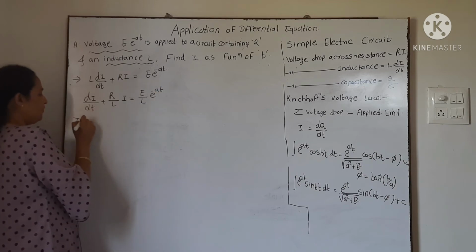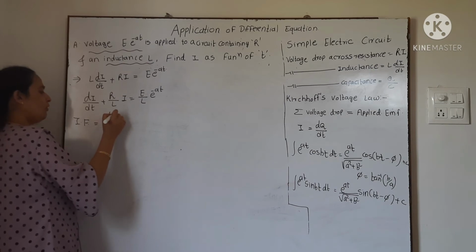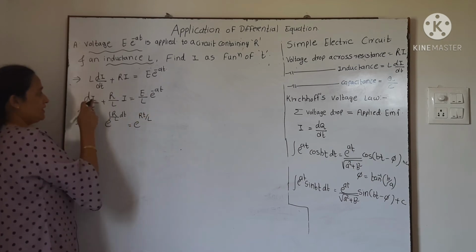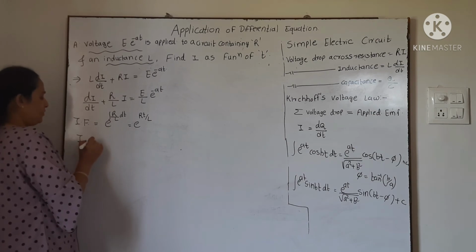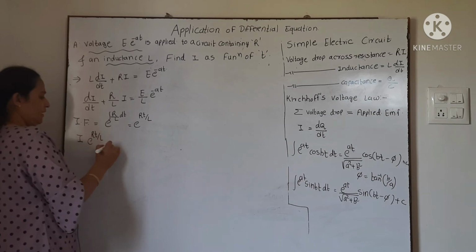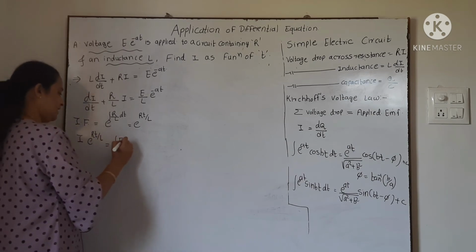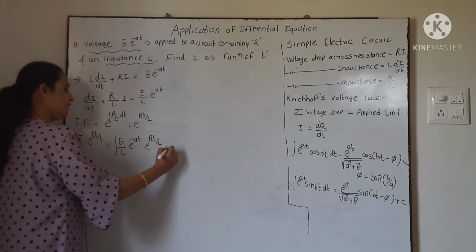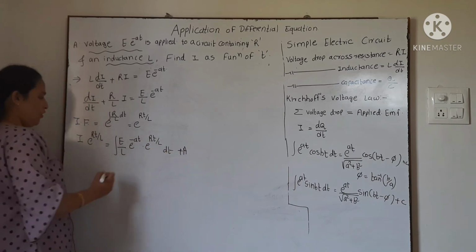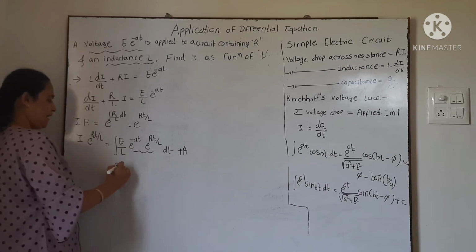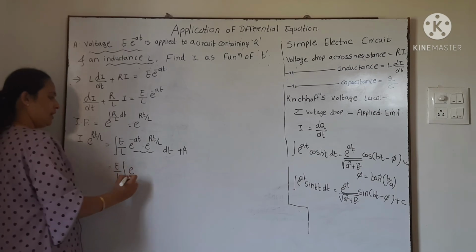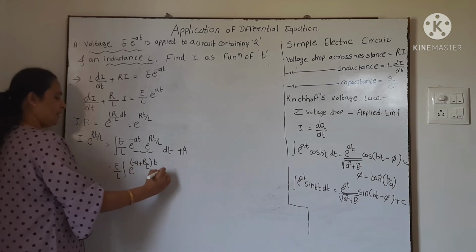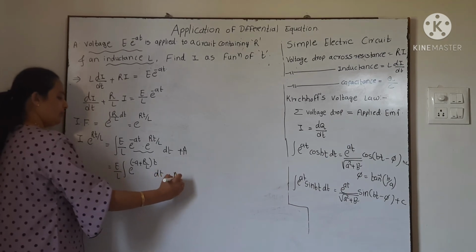This is linear in I. Therefore, the integrating factor will be e raised to integral of R upon L dt, that is e raised to RT by L. The solution will be given by I into integrating factor, I into e raised to RT by L, equal to the integral of Q, that is E upon L e raised to minus AT into e raised to RT by L dt, plus constant of integration A. For this, if we use laws of indices, this is E by L, a constant, taken outside, integral of e raised to minus (A plus R upon L) T dt, plus constant of integration A.